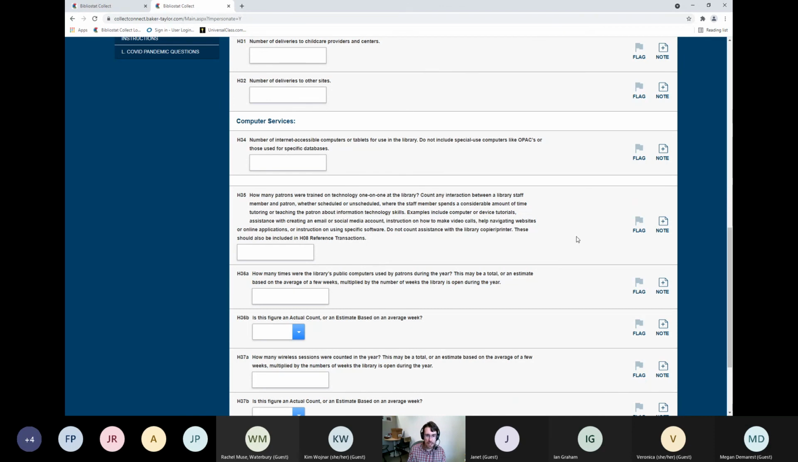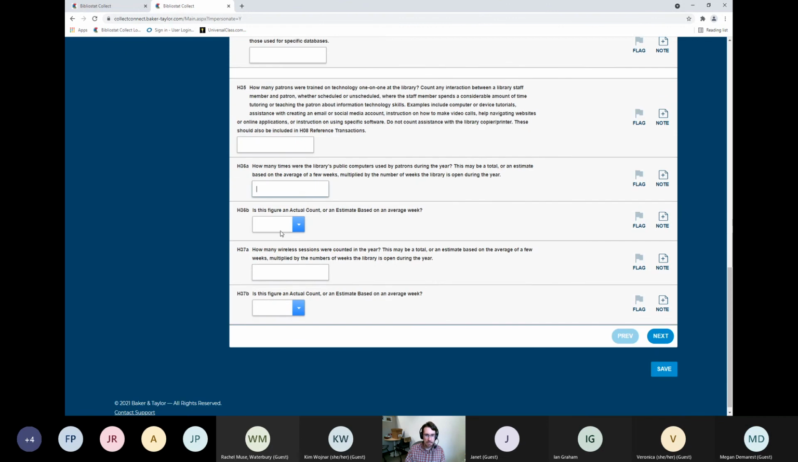Next is, how many times were your computers used by patrons during the year? This is a total. Again, ideally, every time somebody goes on, you get a check mark, or there's signing in, or a reservation system, or some other way that you are capturing every time somebody's on a public machine. If not, you can do the estimate process where you do a week and another week, and you multiply that times 26, and that gets you an estimate. It also asks how many people, whether it's an estimate or an annual count.